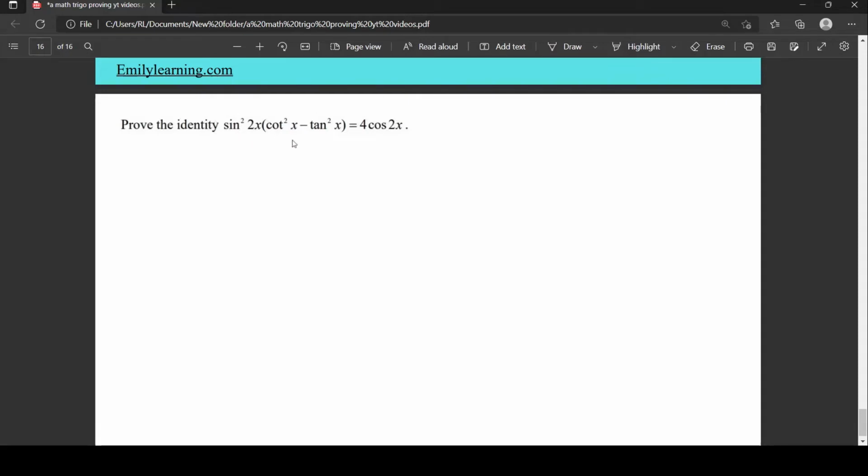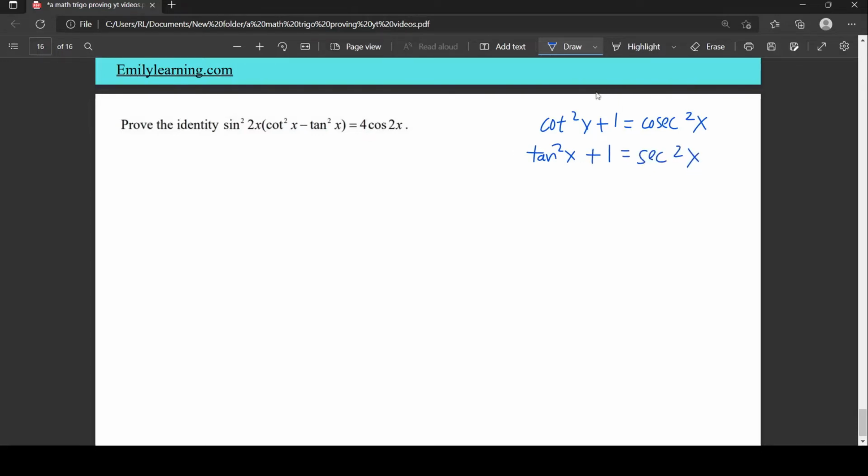Okay? At the same time, we also see cotangent squared x and tangent squared x. There is an identity that has cotangent squared x, and there's also another identity with tangent squared x, right? So let me write it out. The identity with cotangent squared x is cotangent squared x plus 1 equals cosecant squared x. And the identity with tangent squared x is tangent squared x plus 1 equals secant squared x.